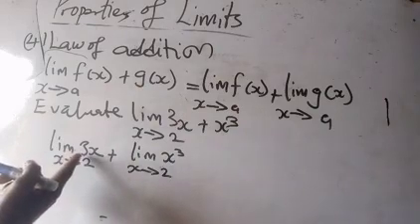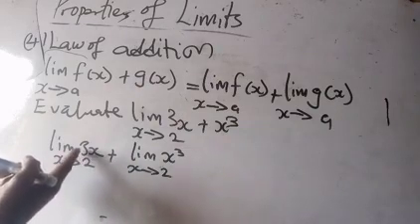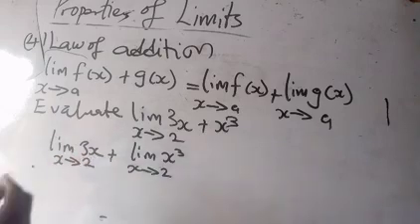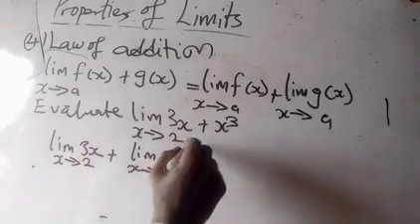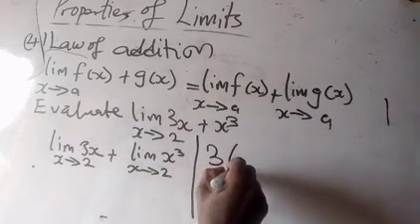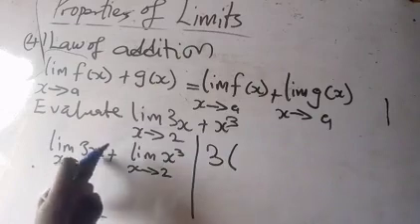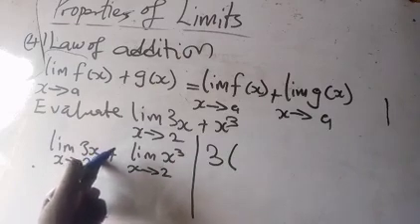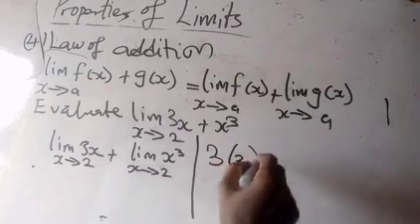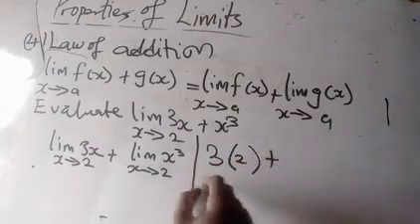When you look at it, this is the scalar part, constant and function. So what do we have from here? We have 3 multiplied by, just substitute this value of x with 2, plus x.